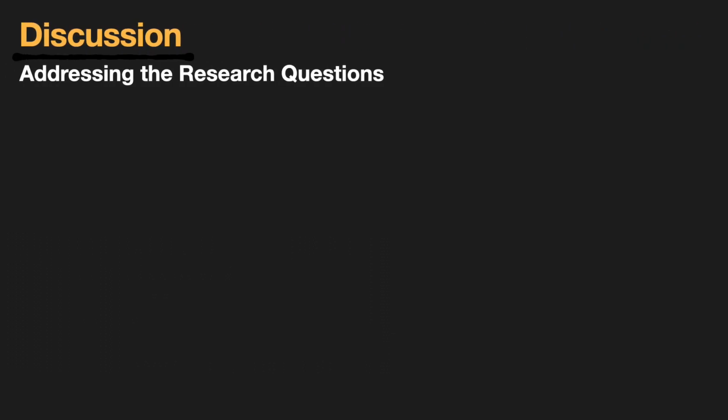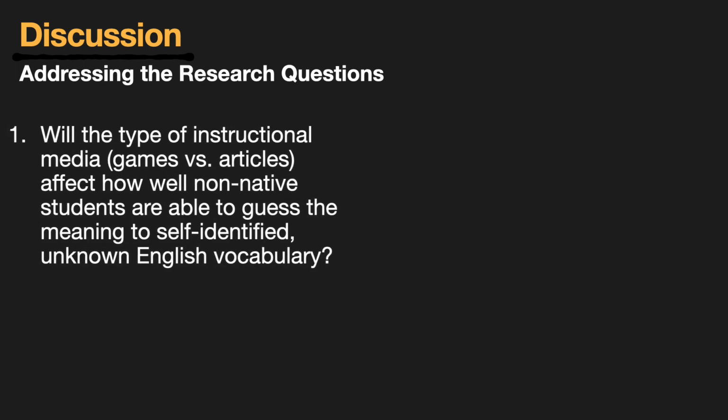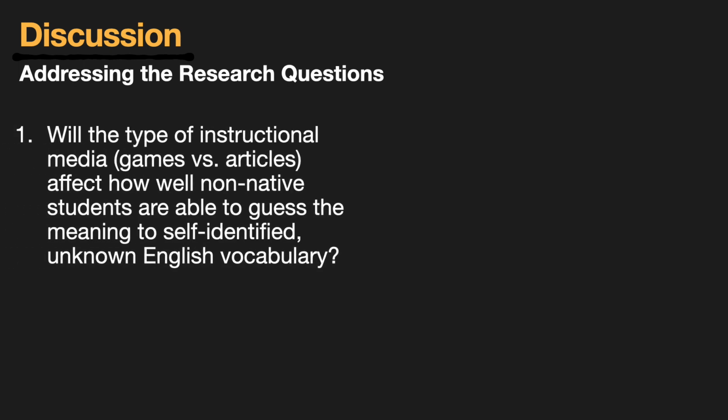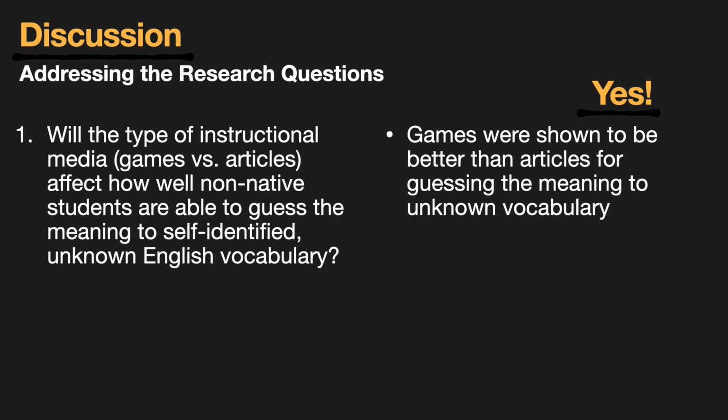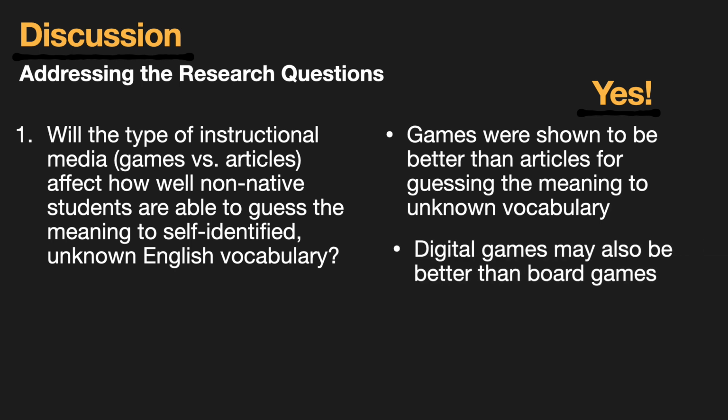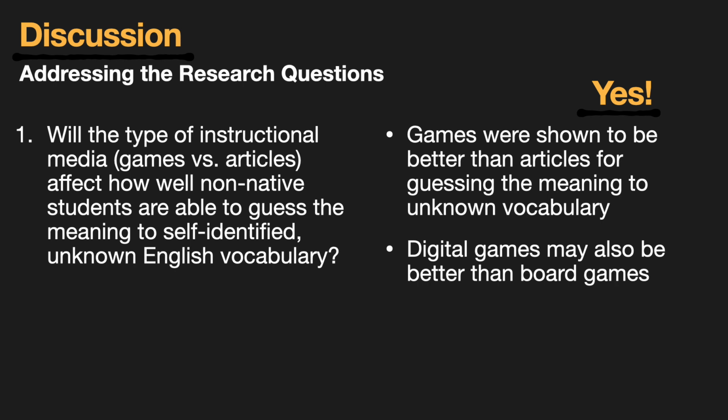So let's talk about what these results mean for the research questions introduced earlier. Regarding research question 1 about whether the results of the vocabulary surveys will be significantly different for games and articles, the answer appears to be yes. Games were shown to elicit higher levels of accuracy for inferential guessing as to the meaning of unknown English vocabulary. This effect was particularly pronounced with the digital game Among Us relative to articles in board games, or put another way, better than just reading.